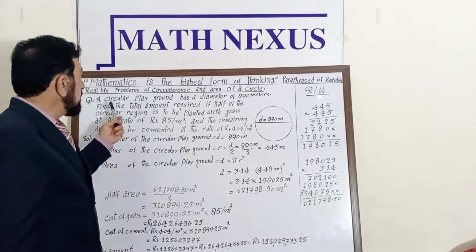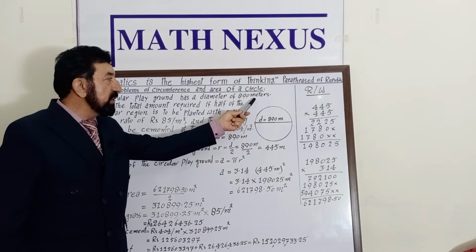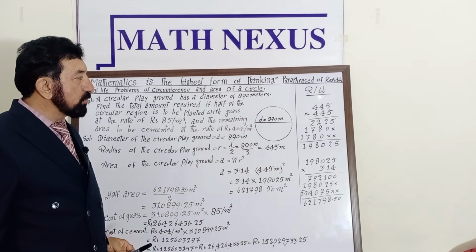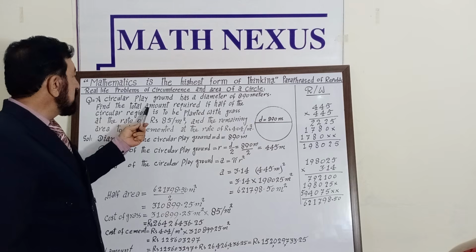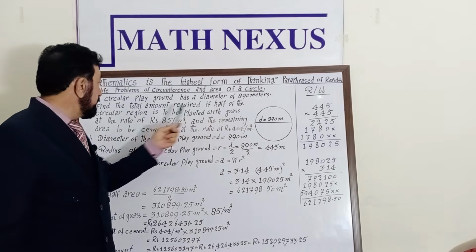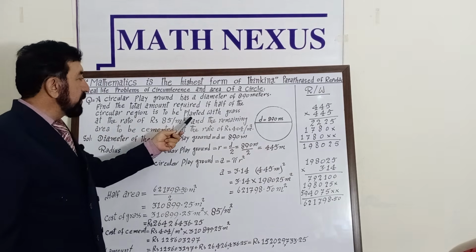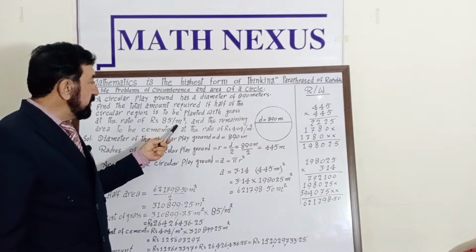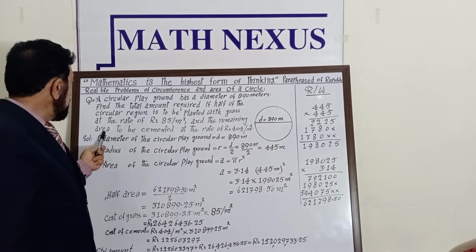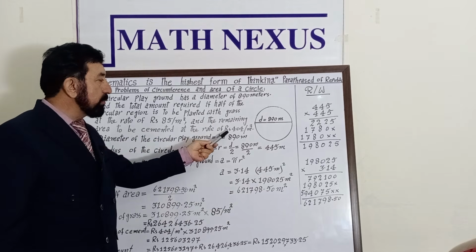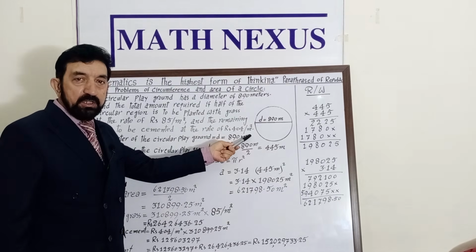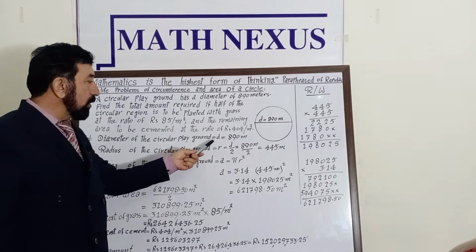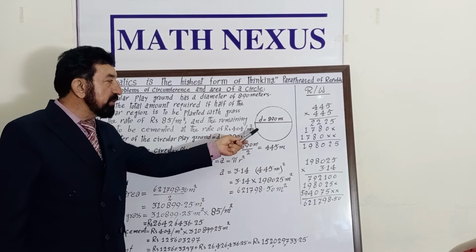A circular playground has a diameter of 890 meter. Diameter of the circular playground is equal to 890 meter. Find the total amount required if half of the circular region is to be planted with grass at the rate of 85 rupees per meter square and the remaining area to be cemented at the rate of rupees 404 per meter square. Now solution: diameter of the circular playground d equal to 890 meter, already given.